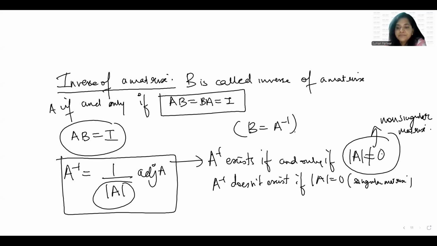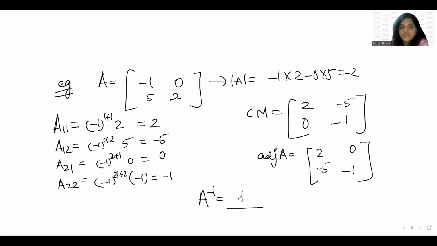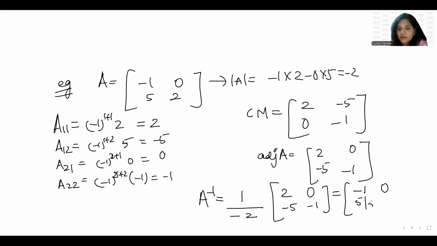For example, we have already calculated adjoint here. Okay. So if you want to find out A inverse, it is 1 upon determinant A. So what is determinant? Minus 1 into 2 minus 0 into 5, which is minus 2. So 1 upon minus 2 and multiply by adjoint. This is your inverse. You can further simplify it. Minus 1 divided by minus 2, all the terms. Okay, this is the inverse of the matrix. So this is how you calculate inverse of the matrix.